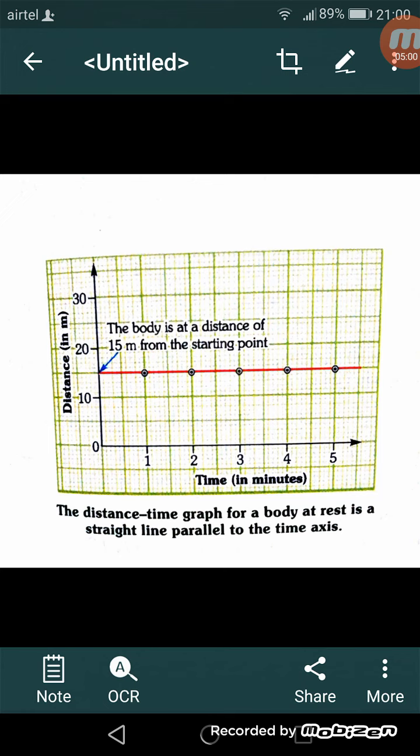Now here are shown certain distance-time graphs. As you can see in this diagram, time is given in minutes on the x-axis and distance is given in meters on the y-axis. This is a distance-time graph for a body at rest, and when any object is at rest it shows a straight line graph parallel to the x-axis, because, as we know, when any object is at rest, time is increasing but the position of the object is not changing. So distance is not changing, only the time is increasing.